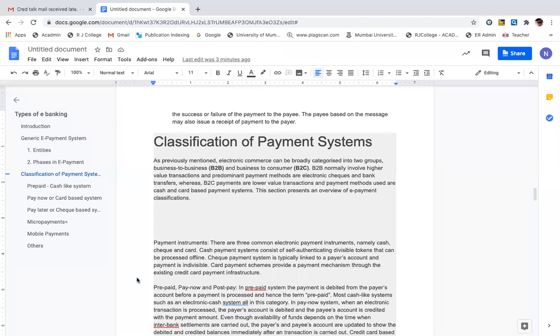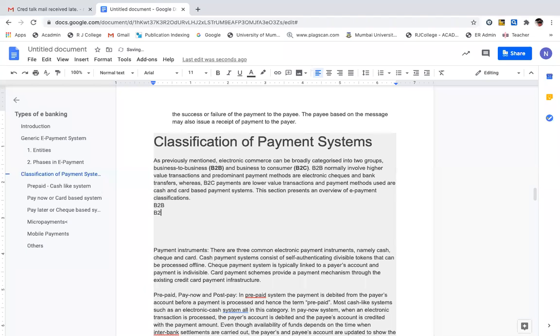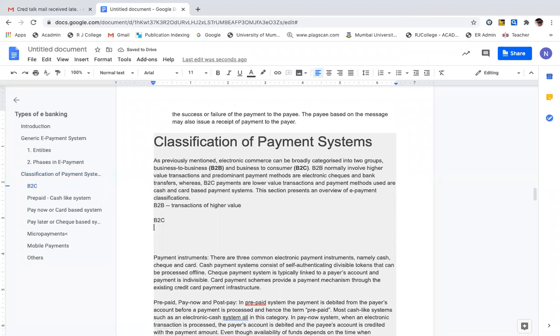I will say classification is based on B2B, B2C, right? Business to business, business to customer. Now, what happens in B2B? Transactions of higher value, right? I'm writing a hint for you, okay? Transactions of higher value, and obviously you will have e-check, etc. Whereas when I talk about B2C, transactions of lower value, because a customer doesn't buy that much, right?